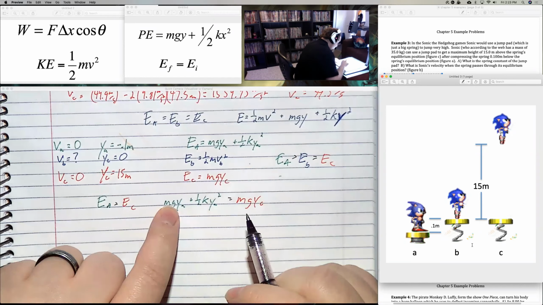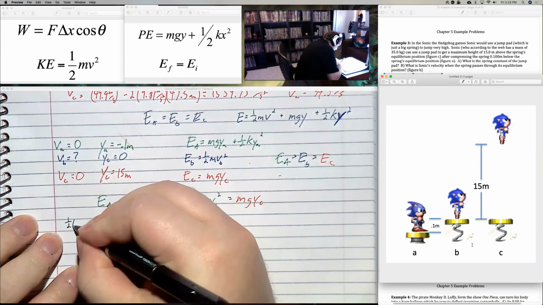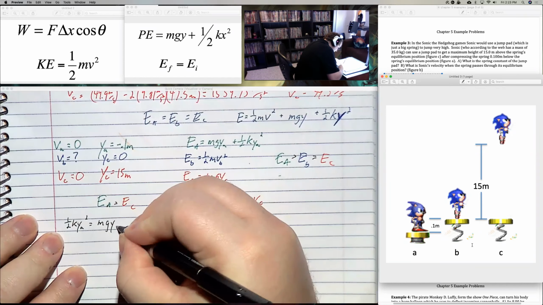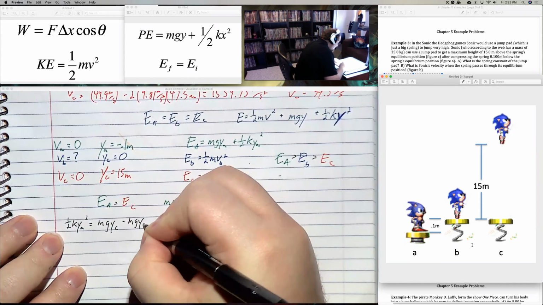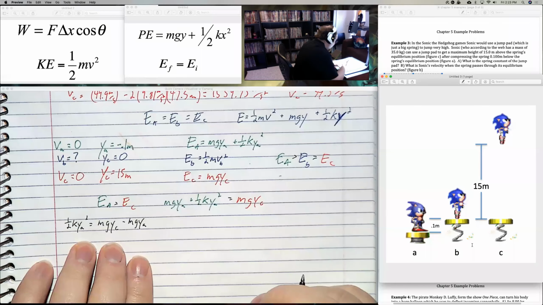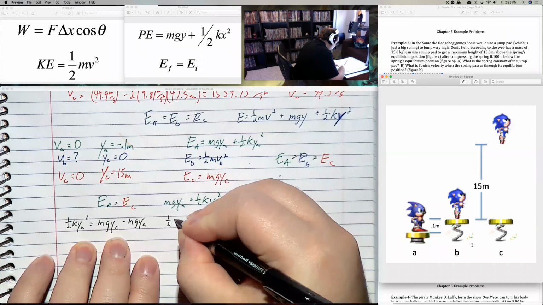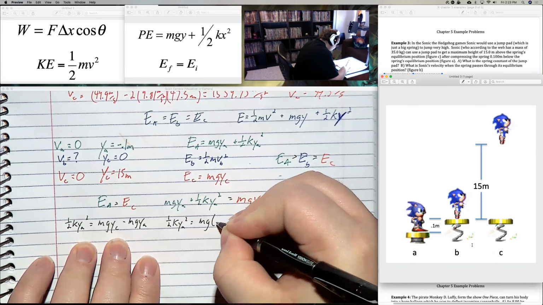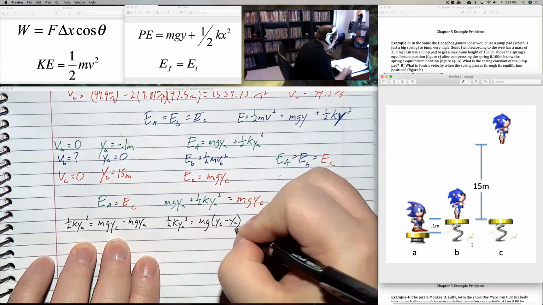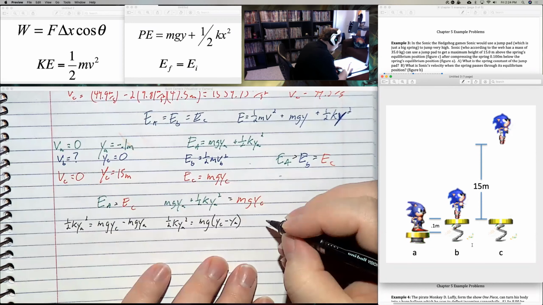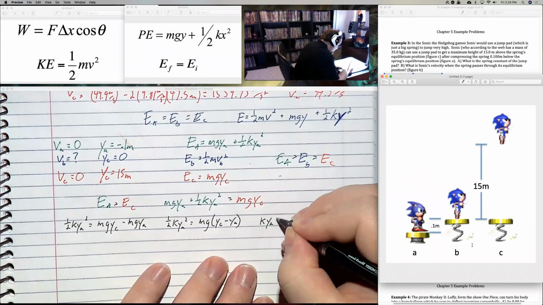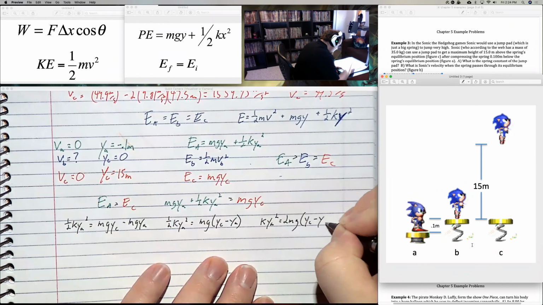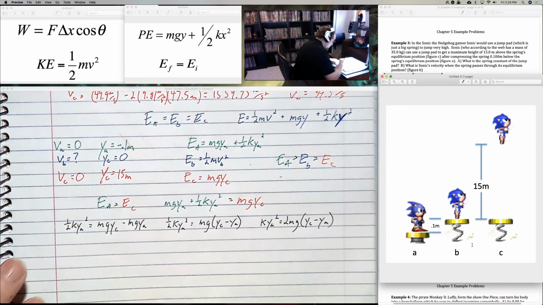I'll subtract this term from both sides. I don't have to do this, but I can factor out an mg, which I just like doing because I think it makes it less messy. I can then multiply both sides by 2, and divide both sides by ya squared.